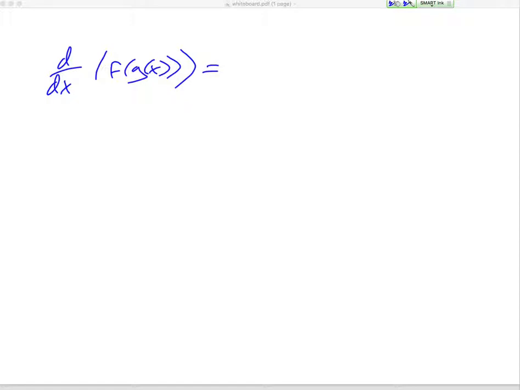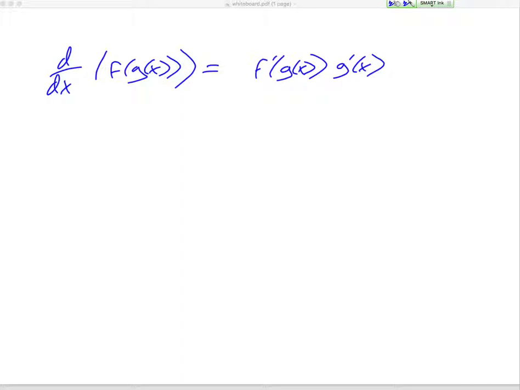Now, why is this a composite function? There's a function inside of another function. G is inside of that. So, how do I take the derivative of a composite function? F prime of g of x: I take the derivative of the outside, the inside stays the same, and then times the derivative of the inside, g prime of x. So just like a chain rule. Yes, it is a chain rule. When I take the derivative of the composite, I'm using the chain rule.